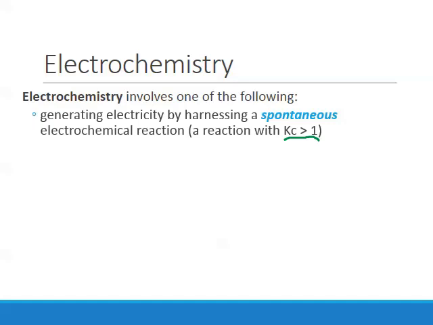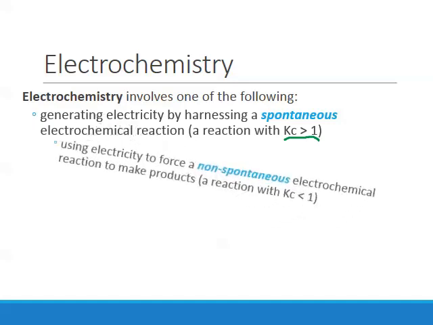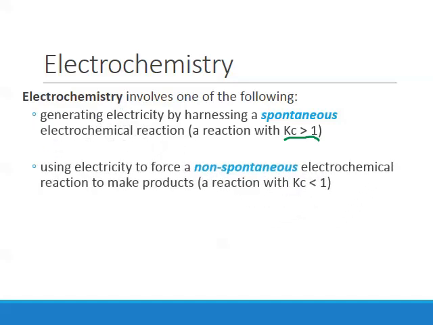But there's another aspect, and it's sort of the opposite perspective. You might have a non-spontaneous electrochemical reaction, in other words, one with a small Kc value, so it doesn't really want to make much products. And we can use electricity to force the reaction to produce products. So using electricity to force a non-spontaneous electrochemical reaction to occur is the remaining part of this unit. Most of our attention is going to be on the first item, but we will spend some time on the second, and it's going to be more mathematical. It's going to involve electrolysis, electroplating, things like that.